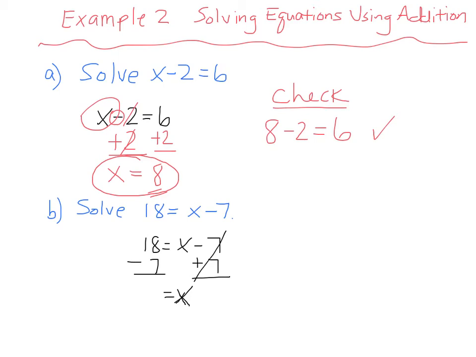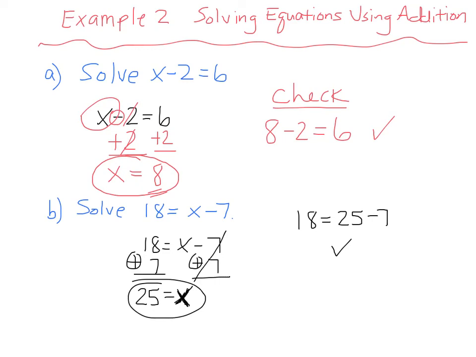18 plus, my mistake. If I added 7 over here, I'm adding 7 over here. 18 plus 7 gives me 25. So what I'm saying is that x equals 25. So let's just check it very quickly. I'm saying 18 equals 25 minus 7. So 25 minus 7, yes, that is 18. So this is my answer. x equals 25.